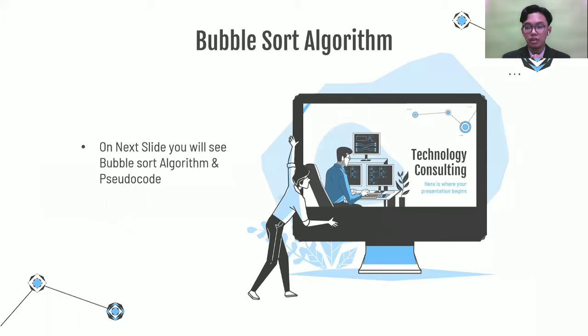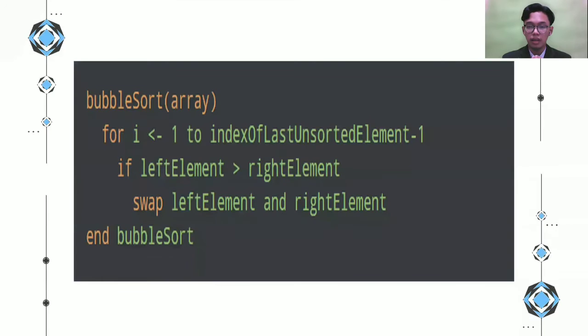Next, I want to explain the bubble sort algorithm. On the next slide, you will see the bubble sort algorithm and pseudocode. And this is the algorithm for bubble sort. Start from bubble sort for, after that, if the left element is greater than the right element, swap, and it will end.